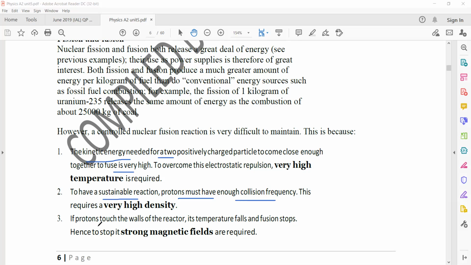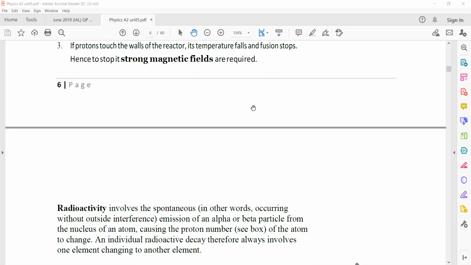And we don't want the protons to touch the wall, because if the temperature falls, the fusion stops. Hence a strong magnetic field is required to stop this. The magnetic field is required so that protons do not touch the wall of the container; otherwise they will lose energy and the reaction will stop.